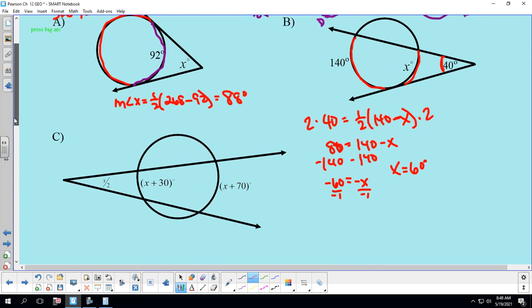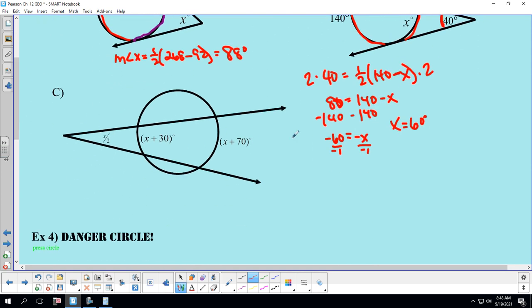Okay, let's look at, oh, we've got some algebra here. I love it. Okay, so let's take our bigger arc. So we have that our angle is x over 2. It's equal to 1/2 times our x plus 70 minus x plus 30. This is like review within a review. This is great. So watch how this simplifies.